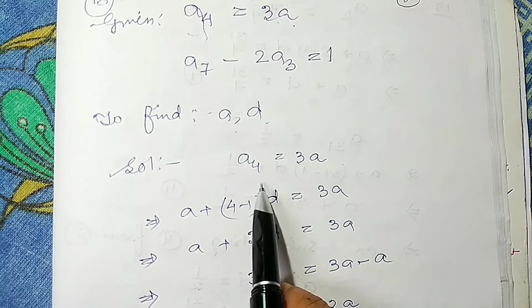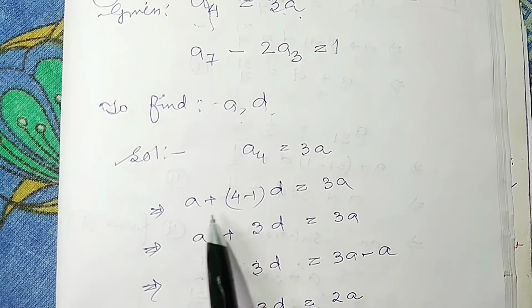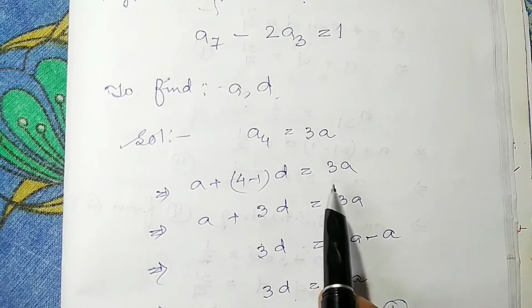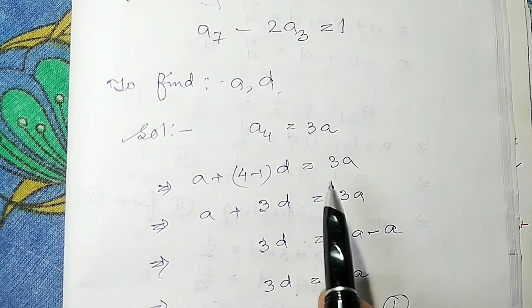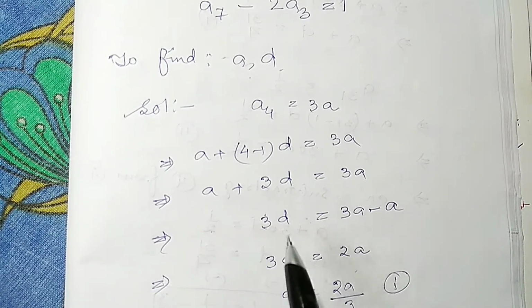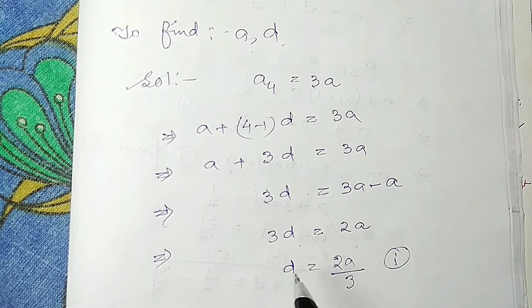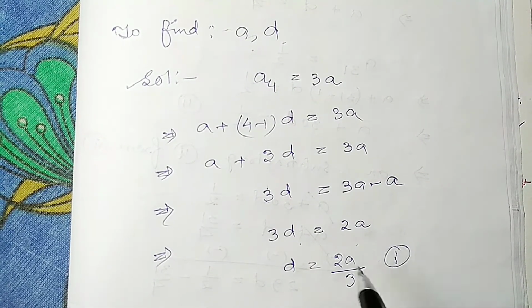It is given in the question a4 is 3 times a. So I can write a4 to be a plus 4 minus 1 into d is 3a. A plus 3d is 3a. 3d equals 3a minus a. So 3d equals twice a, since 3a minus a is twice a. So d equals 2/3 of a. This is our equation number 1.